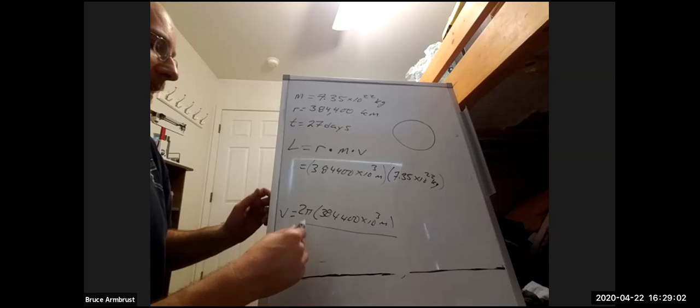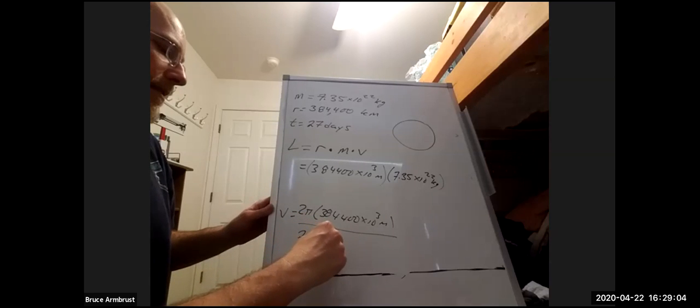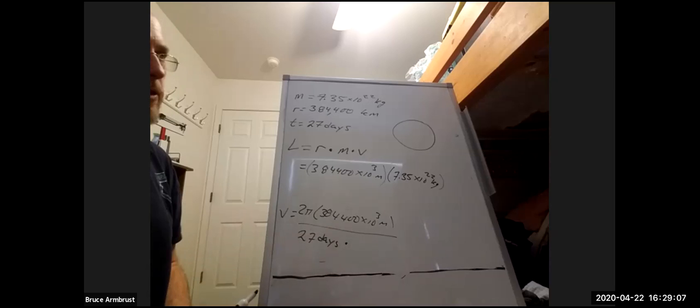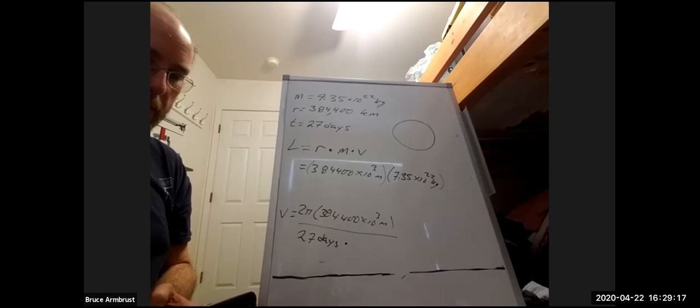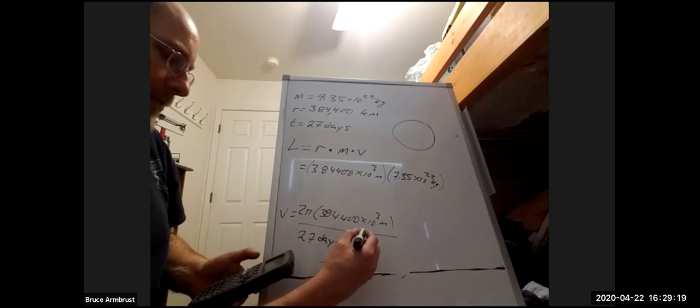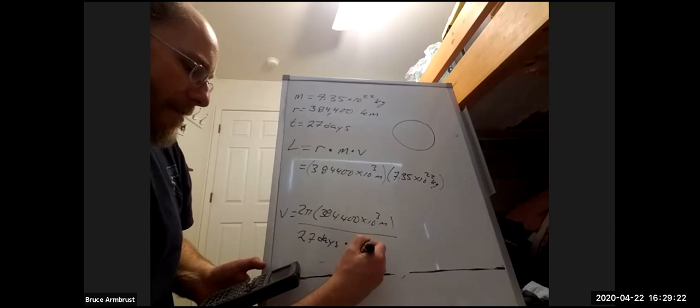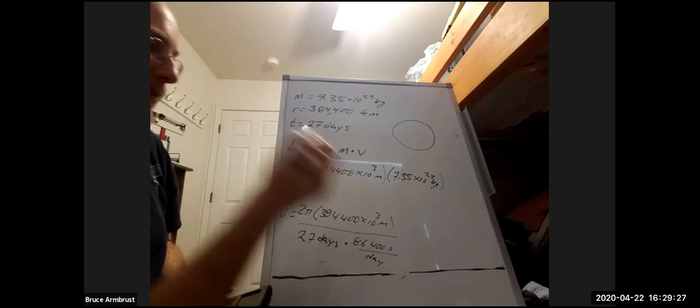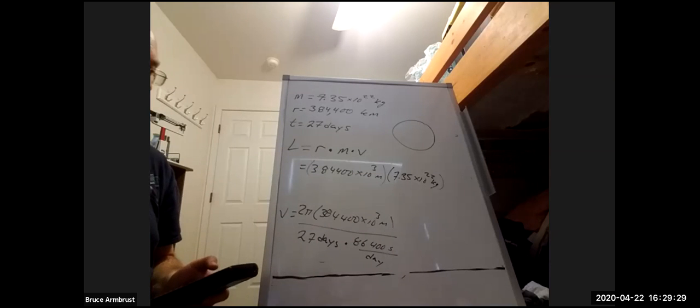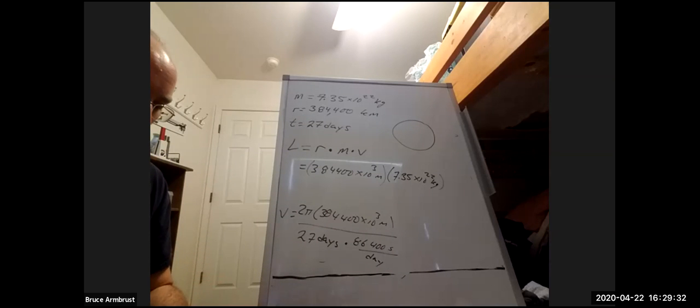But we need that in seconds. So to convert, 1 day is 24 hours, and there are 3,600 seconds per hour. So we need to multiply that by 86,400. That's our number of seconds per day. So if we calculate that real quick, that's going to give us our speed in meters per second.